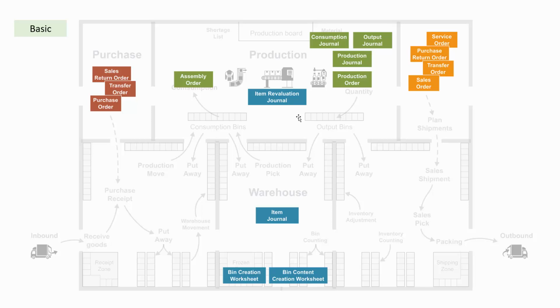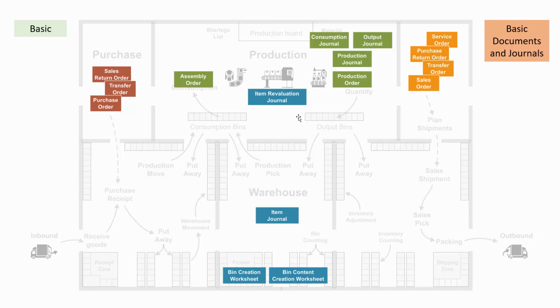Assembly orders, you post consumption and output from an assembly order directly on the order. And you also have production orders, and be aware that production orders also require the premium license from Microsoft. And on the production order, we have the production journal directly on the order for consuming items and outputting items. And then we have the consumption journal and output journal that does it separately besides the production order.